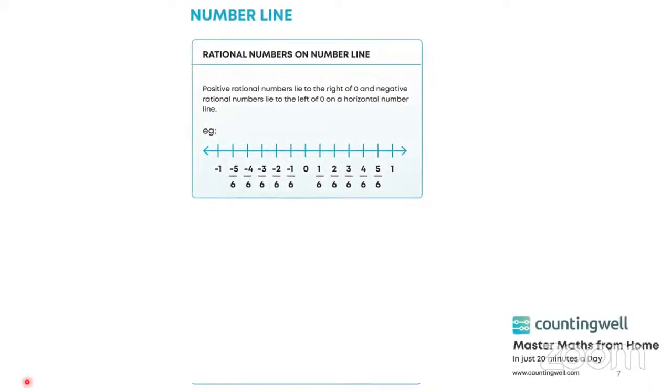Let us see number line. We can represent rational numbers on number line. Note that the positive rational numbers always lie to the right side of 0 and the negative rational numbers always lie to the left of 0 on a horizontal number line. In case if you take a vertical number line, the positive rational numbers lie above 0 and the negative rational numbers lie below the number 0.